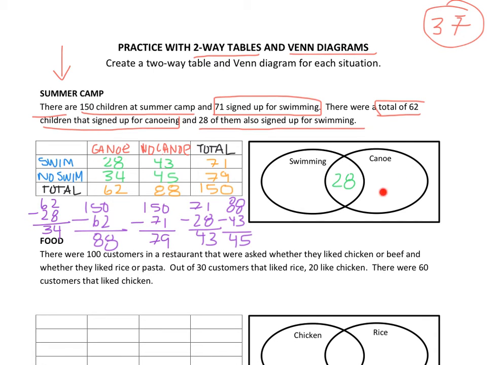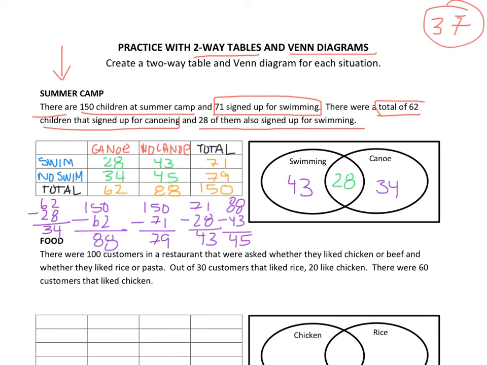How many kids just want to canoe, though? They want to canoe, but they don't want to swim. How many kids is that? That's 34 kids. How many kids want to swim, but do not want to canoe? These kids want to swim, but they don't want to canoe. That's 43.